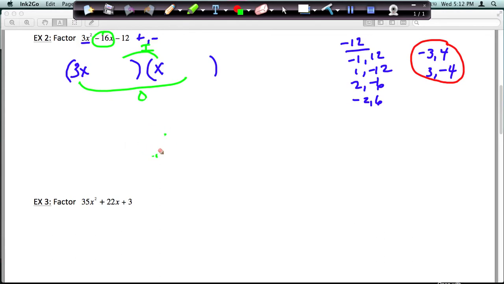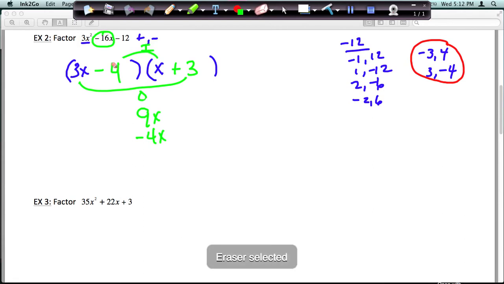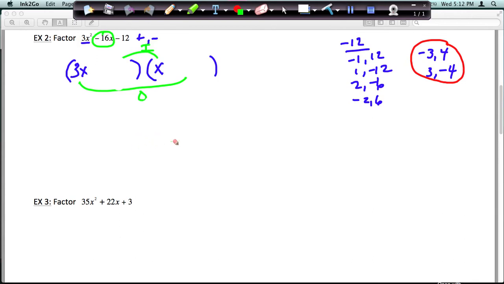And it doesn't matter, you could pick whichever one you want to put as positive or negative. So let's just try negative 4 and positive 3. I can always change it. And let's check, and I get my outside terms are 9x and my inside terms are negative 4x. And again, this is not in any way going to add to be negative 16. So if I change my sign, I'm still not going to get a negative 16. So we're going to go to the next two to try. We've tried those and these don't work.